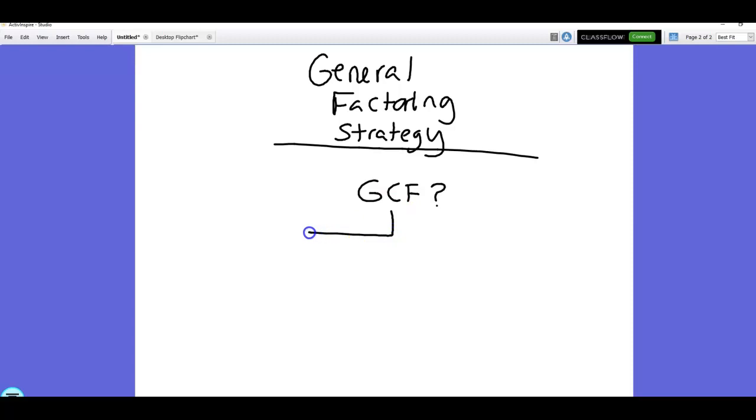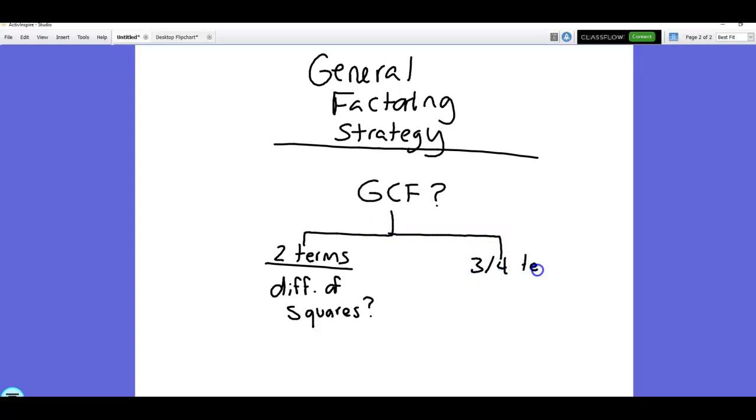Okay? After that, if there are two terms, maybe it's a difference of squares. But once again, I'll put a question mark because just because there's two terms doesn't mean that it is a difference of squares. They have to be both perfect squares with a minus in between them. If there are 3 or 4 terms, then we're going with the box method. Now the box method is, like I said, the most tedious one, but that would be the strategy that you would try. All right.